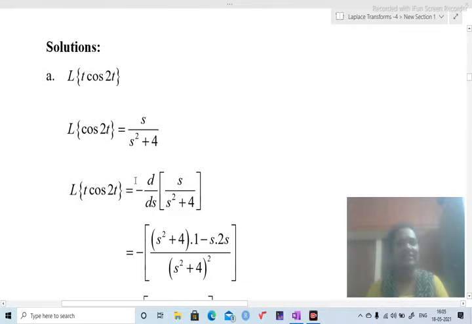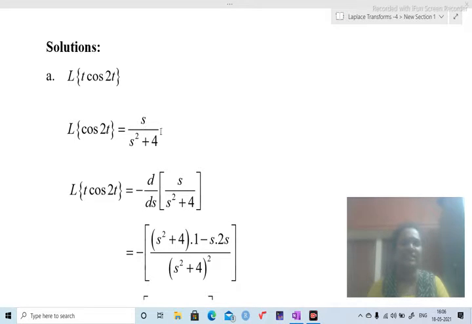First one, Laplace transform of t cos 2t. Already I know that the Laplace transform of cos 2t is s by s square plus 4. Here what we want to find is the Laplace transform of t into cos 2t. So here the power of t is 1. So I am going to use minus 1 into d by ds of s by s square plus 4.